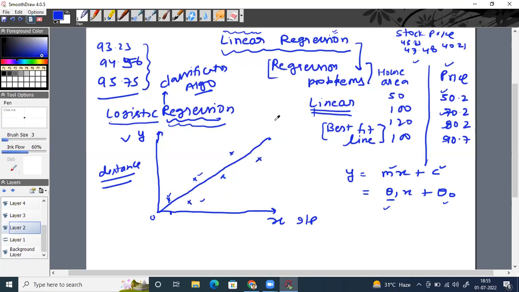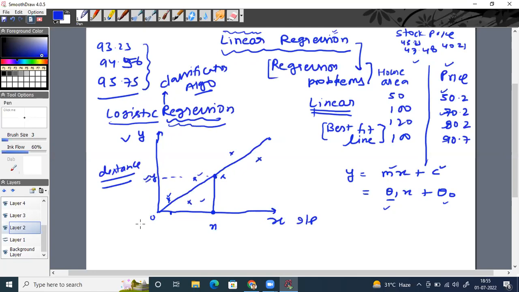Suppose you find a best fit line on the basis of these data points. Sometime later I give you a new value of x and say, tell me what the corresponding y will be. So you will project it on the line. It is touching here. Now you will come here and say this value of y is the predicted value. This should be the actual value.